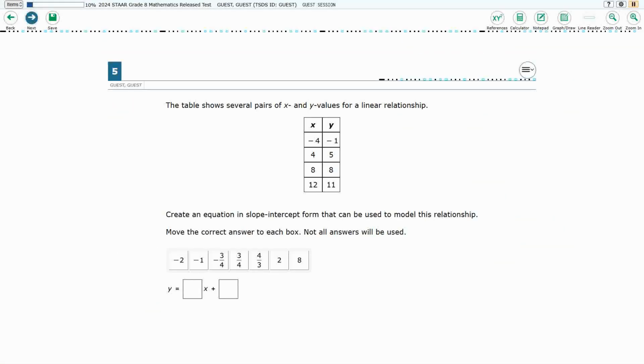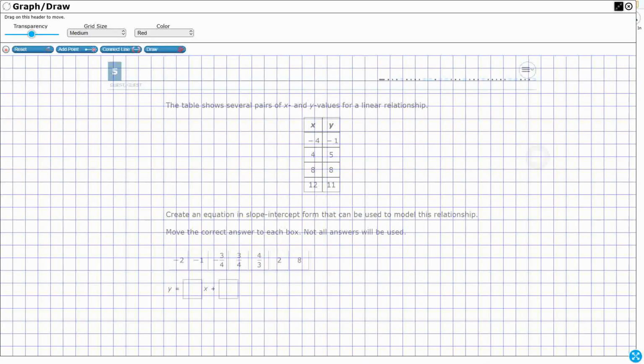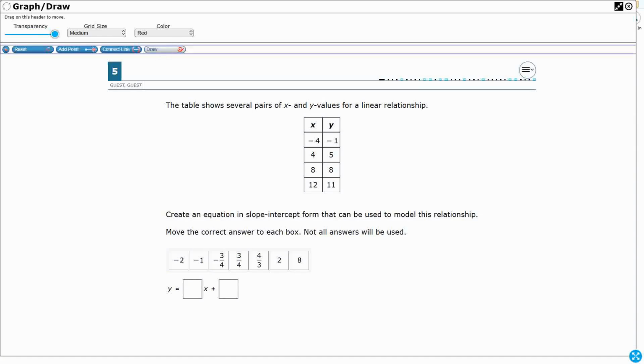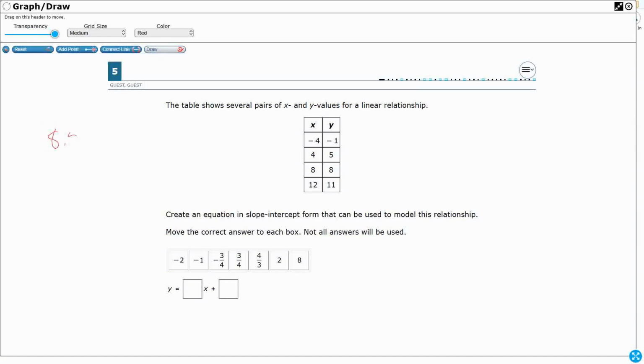So next, for number 5, we are modeling slope-intercept form. This is 8.5i. And as you can see here, we've got a drag and drop 2-point problem. Right, 1 point for each correct answer. So we have a table, and we need to create an equation in slope-intercept form. So remember, slope-intercept form is y equals mx plus b. So really, we're looking for the m and the b. So the m is our slope, and remember that slope is going to be the change in y, y sub 2 minus y sub 1, over the change in x. So for this to work, pick any x value, any y value.